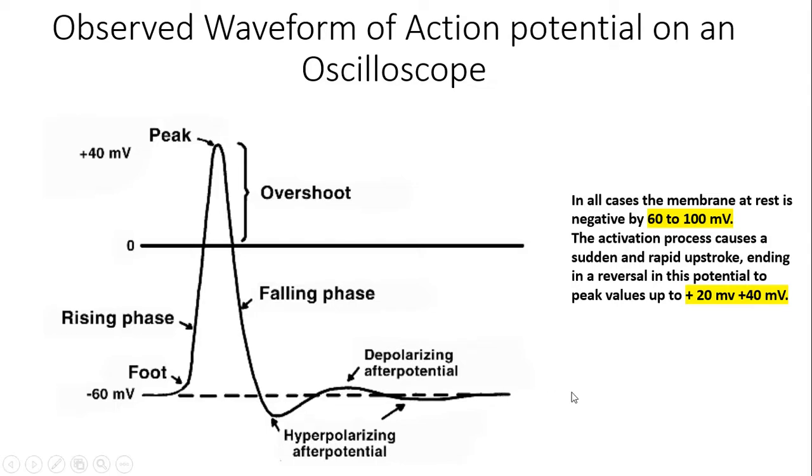Again, if you stimulate the muscle, the next action potential will be generated if the stimulating current is above the threshold limit. In general, we can see that the resting potential is somewhere around minus 60 to minus 100 millivolts, whereas the action potential is between plus 20 and plus 40 millivolts.